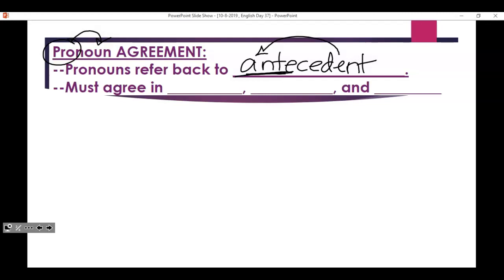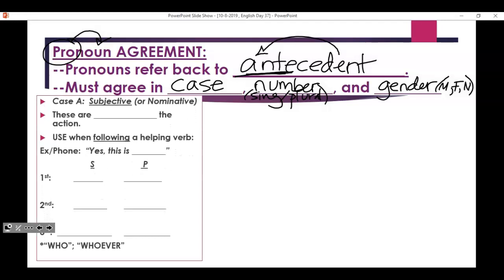it has to agree in three ways. It has to agree in case, it has to agree in something called number, and it has to agree in gender. Case means subject, object, or possessive. We'll get to that. Number means singular or plural. That's your only options. Something is either singular or plural, and gender means male, female, or neutral. So while we don't usually think of objects as having gender, they do in grammar.